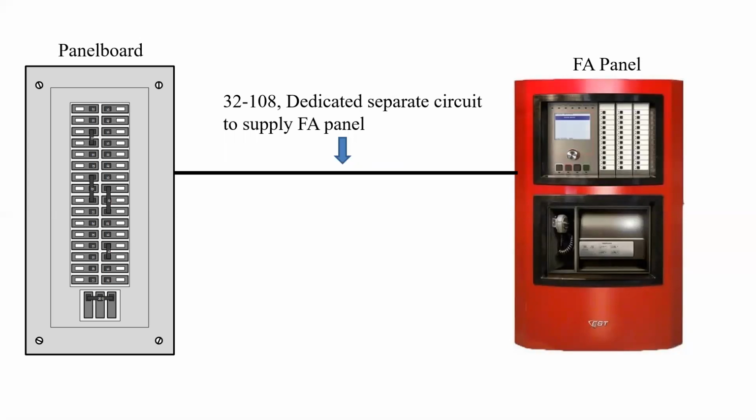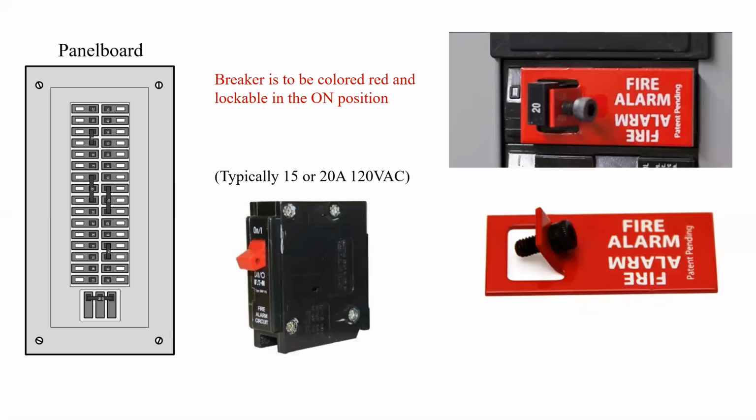32108, the dedicated separate circuit, is required for a fire alarm panel. We don't want other items being supplied power by this circuit. And we'll notice that there are requirements as to the availability of that breaker to be locked off and also of the red color, something that makes it very obvious that this breaker should never be turned off, and one of the rare instances where we are encouraged, if not required, to lock the breaker in the on position rather than the off.